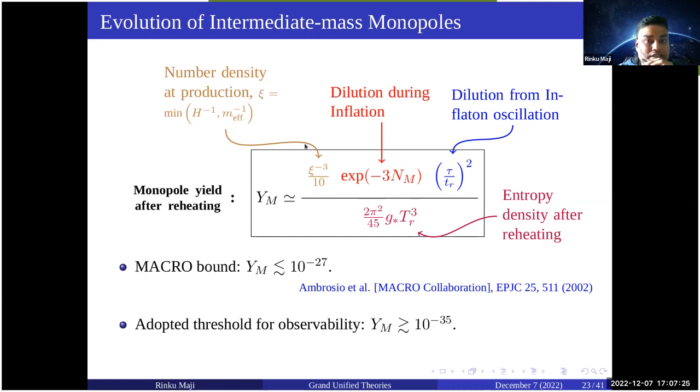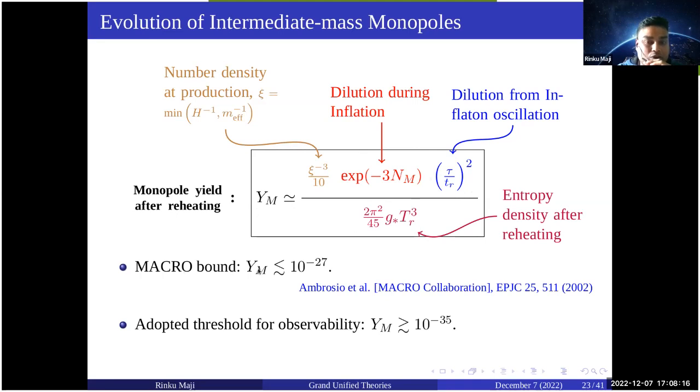So the initial number density of the monopoles will be given by this. Basically, we assume there is one monopole in a correlated region, which will be diluted during the inflation by this factor. Here, Nm is the number of e-foldings suffered by the monopoles. Then it will be further diluted during the inflaton oscillation, which is basically a matter dominated universe. This whole factor gives the number density after the reheating, and if we divide it by the entropy density, we get the comoving number density, the so-called yield.